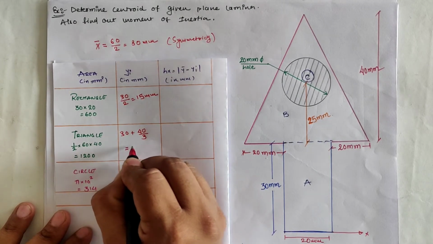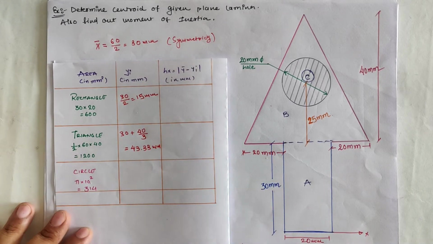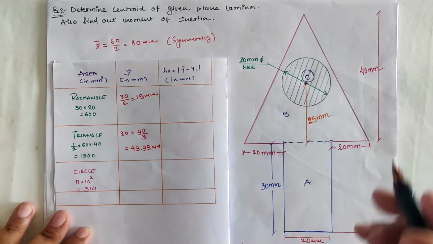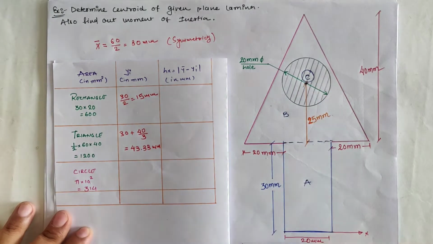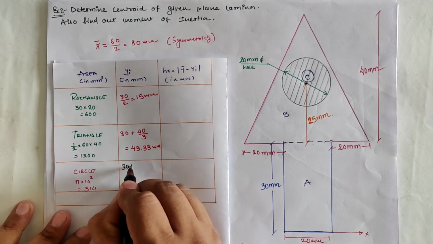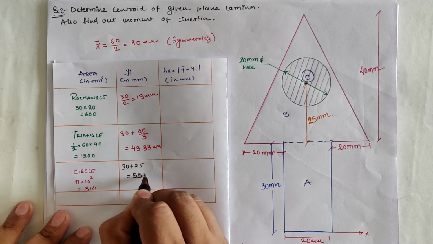and the value is 43.33 mm. And the next part is the circular part, having the CG exactly at the middle, or we can say at the center of the circle, and the distance of this CG with respect to the bottom x axis is 30 plus 25 mm. So it is 30 plus 25, which is equal to 55 mm.